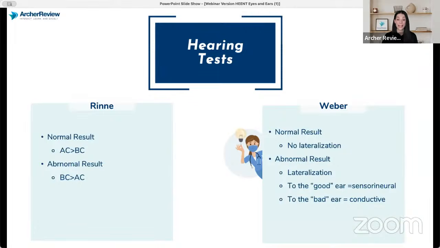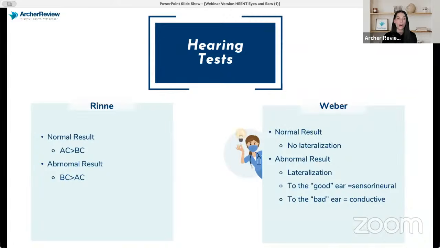So in a normal test, AC, air conduction, is greater than bone conduction. And all that means is the patient hears the noise from the tuning fork for a longer amount of time when it is pulled away from the ear than when it is touching their mastoid process. Very simple. AC, air conduction, is heard longer than BC, bone conduction. So an abnormal result would be BC longer than AC. They say, nope, I heard it better when it was touching my mastoid process.